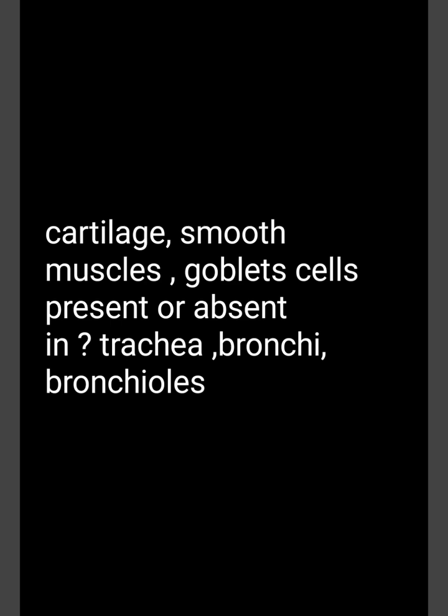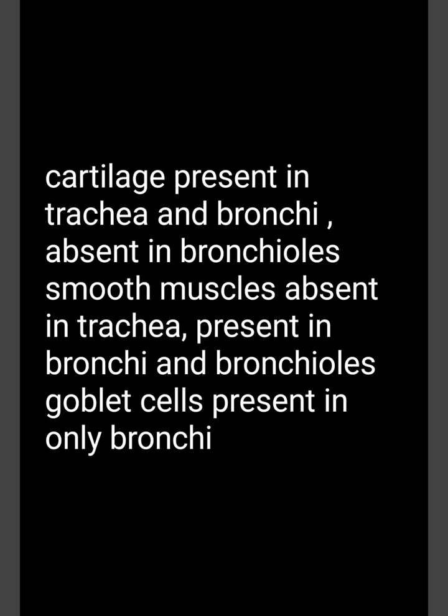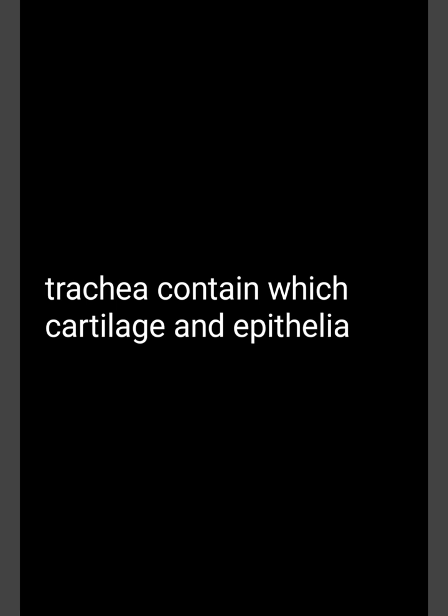Cartilage, smooth muscles, goblet cells: present or absent in trachea, bronchi, bronchioles? Cartilage is present in trachea and bronchi, absent in bronchioles. Smooth muscles are absent in trachea, present in bronchi and bronchioles. Goblet cells are present only in bronchi.